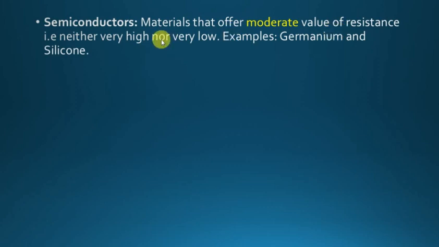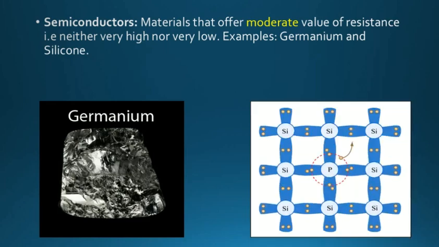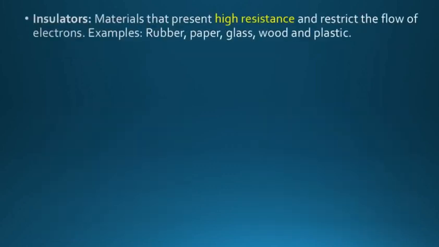Semiconductors are those materials that offer a moderate value of resistance, which means that resistance is neither very high nor very low. Examples are germanium and silicon. When phosphorus is added to silicon, a free electron is available in the molecule against each phosphorus atom. Due to movement of these electrons, current conduction is possible, as visible in the figure.